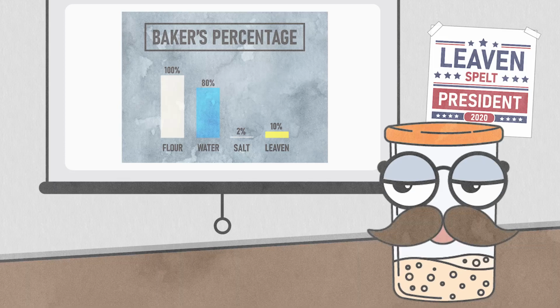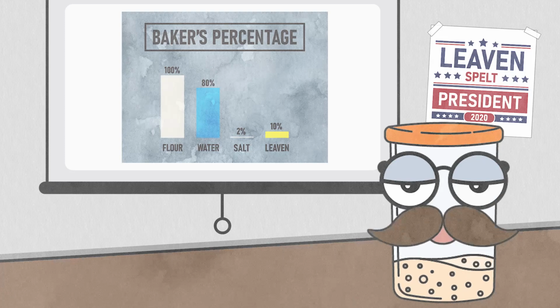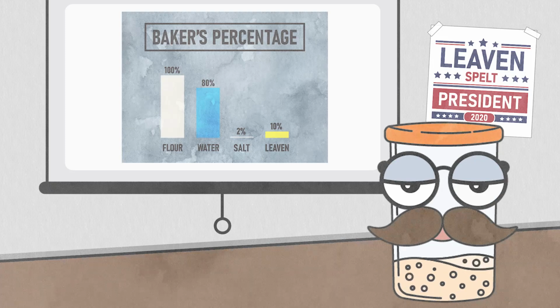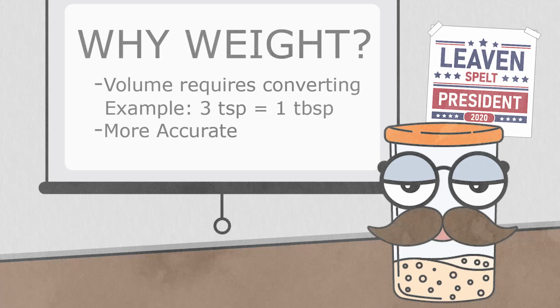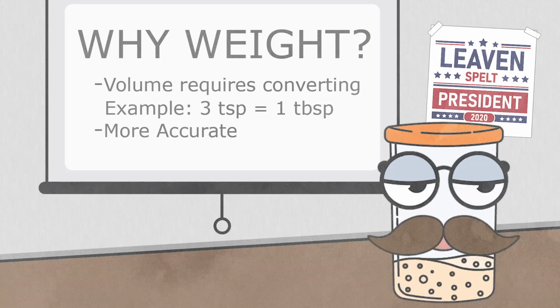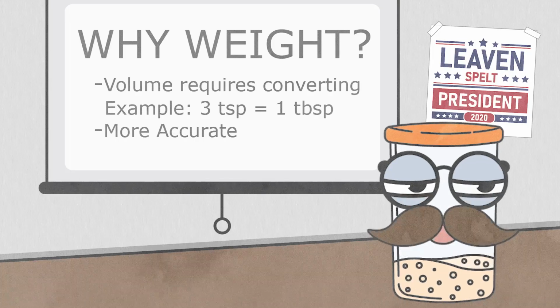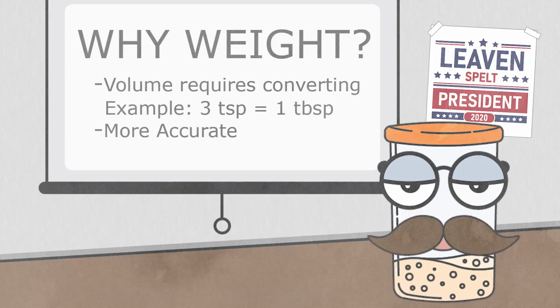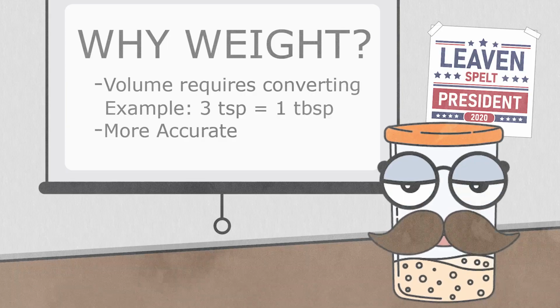Can anyone tell me why Baker's percentage uses weight instead of volume when measuring? Anyone? Baker's percentage uses weight because measuring ingredients by weight doesn't require added conversion rates like volume does, which means the weight of flour is what all other ingredients by weight are measured against. And as an added bonus, measuring by weight is more accurate.